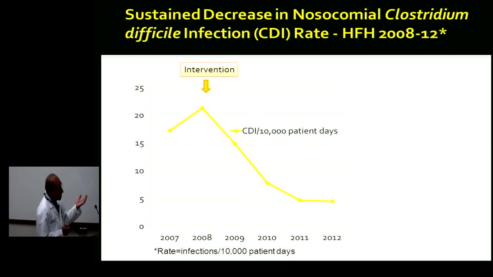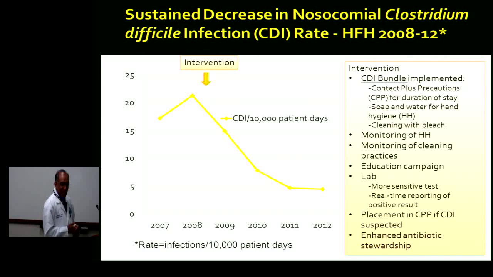What happened in 2008 is this was thought to be, and some interventions were put in place. The interventions were basically the development of a CDI bundle. So contact plus precautions for the duration of hospital stay, soap and water, because alcohol sort of doesn't kill spores as well, cleaning of the environment every day, the high touch surfaces with bleach, and then monitoring hand hygiene practice and auditing it, monitoring environmental cleaning practices, education campaign, and the lab went to a more sensitive means of testing. And we also put in place, if you are testing, the patient should be in contact isolation. Okay, you don't wait till the test results, but real-time reporting, and then enhanced stewardship.